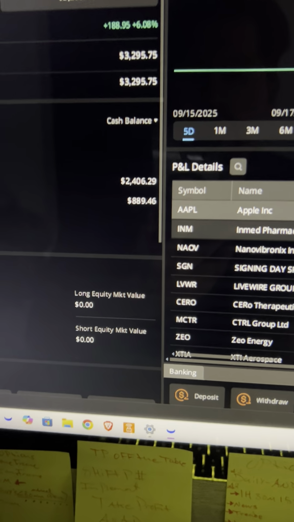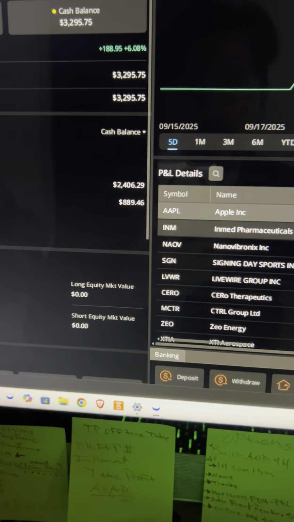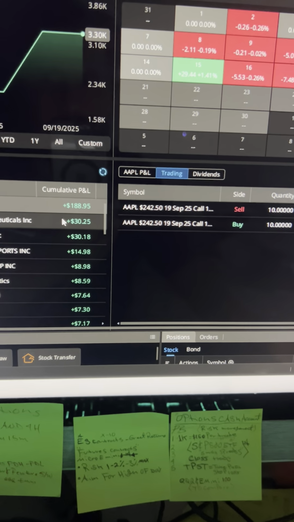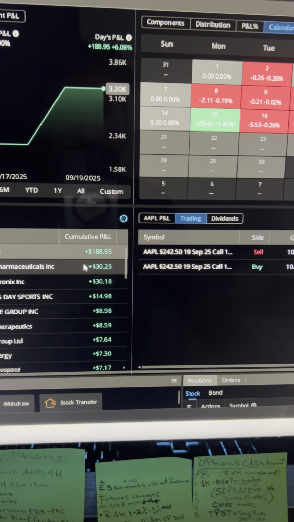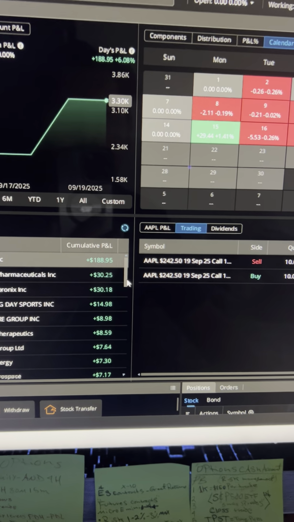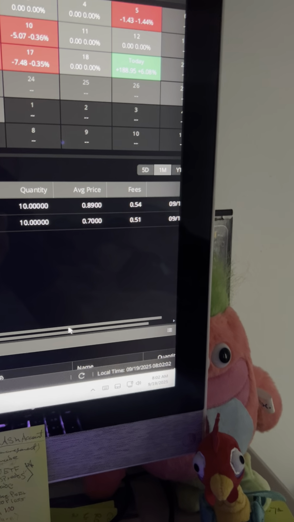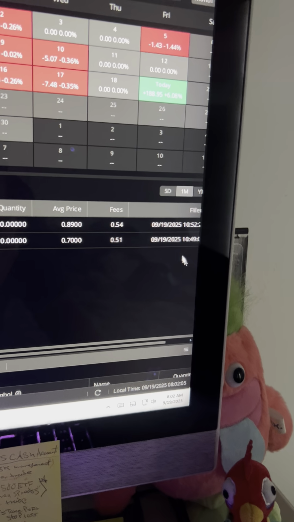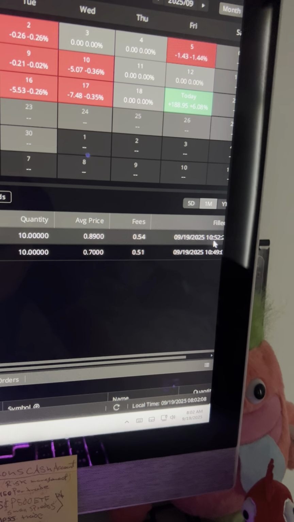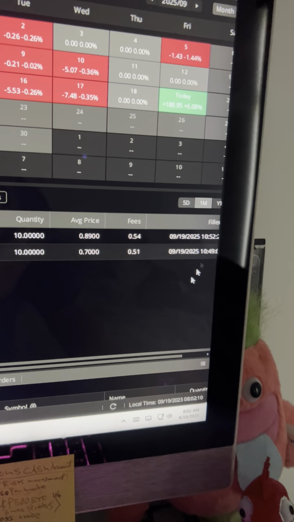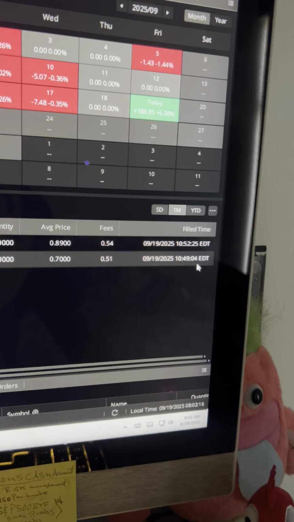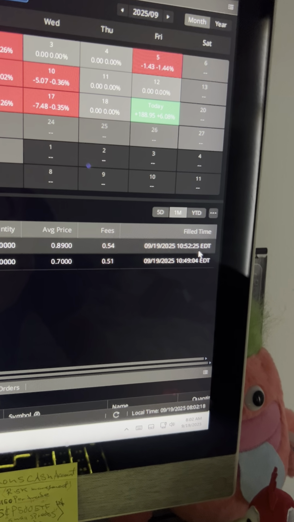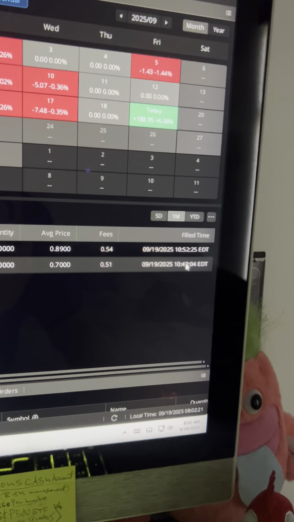So here you can see I have unsettled cash. This is a cash account, so I don't have margin. And I took $889 and converted it to 6% today in a matter of minutes. So literally, I bought this at 10:49, and I sold at 10:52. That was it, 10:49 and 4 seconds, and 10:52 and 25 seconds.